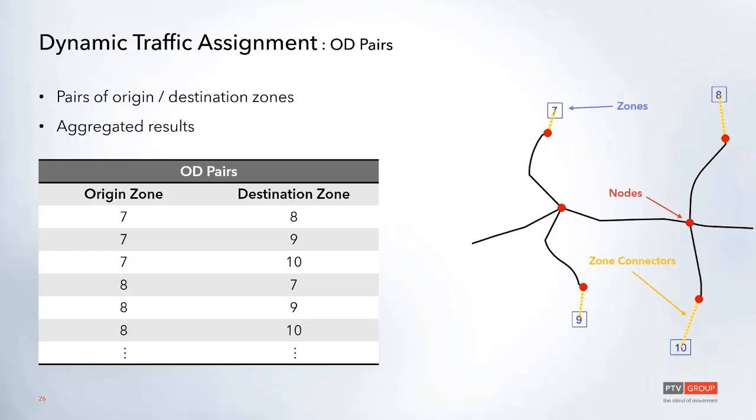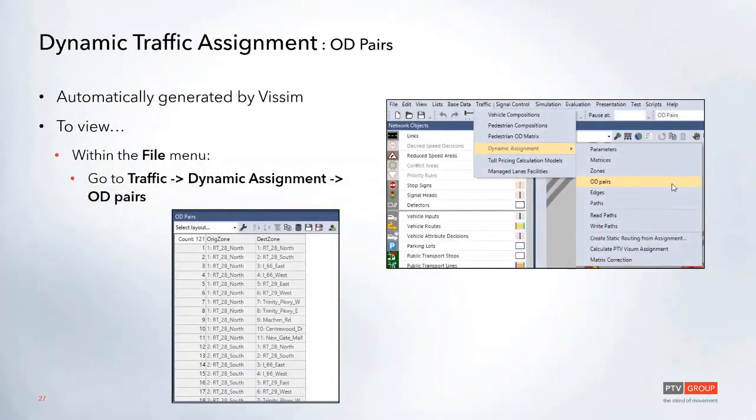All right, and then the final object here are OD pairs. These are really just the groups of different origins and destination zones. For example, you could have 7 going to zones 8, 9, and 10. You could have zone 10 going to zones 7, 8, and 9, and so on. And so the OD pairs are really nice for looking at different aggregated results.